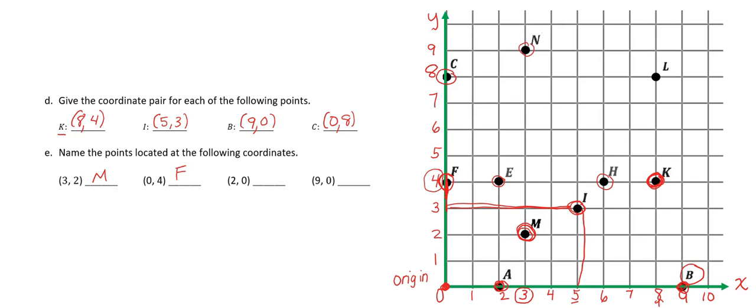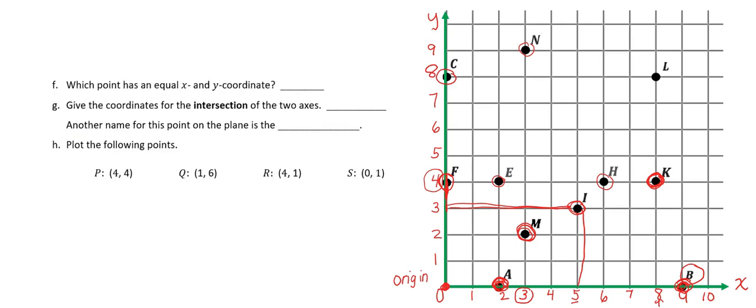The next one is over 2, up 0. So I move over 2, and I don't move up the y-axis. So that's point A. And the last one is 9, 0. So I'm going to move over 9 and up 0. So I don't move up. And again, that gets me to point B.